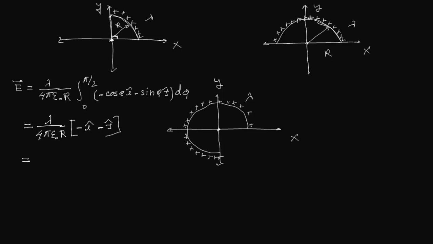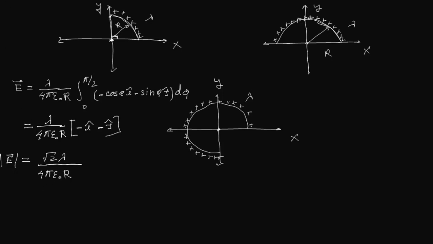And what will be the magnitude of this part? Magnitude will be √2 lambda, the magnitude of electric field at the center of an arc part, which is actually a quarter part of a circle. And if it carries a linear charge density lambda, and the radius of this arc part is r, then the electric field at the center of this arc part will be √2 lambda divided by 4 pi epsilon naught r. This will be the magnitude.